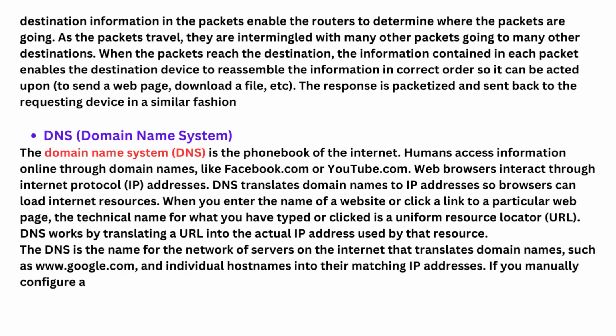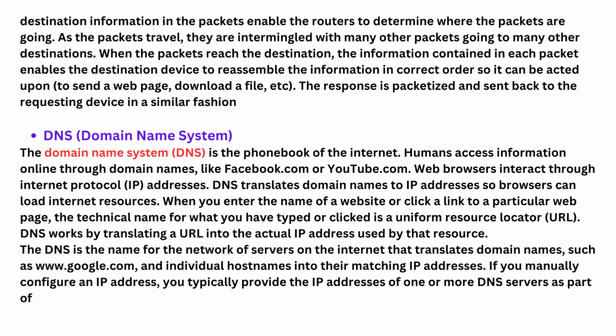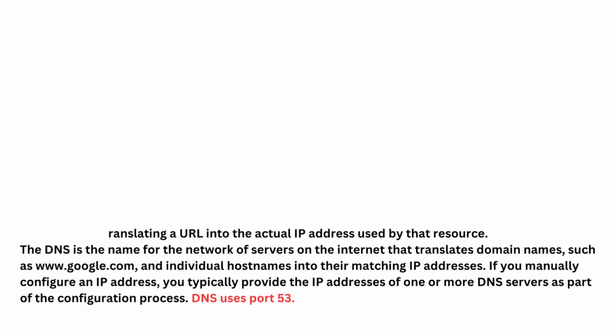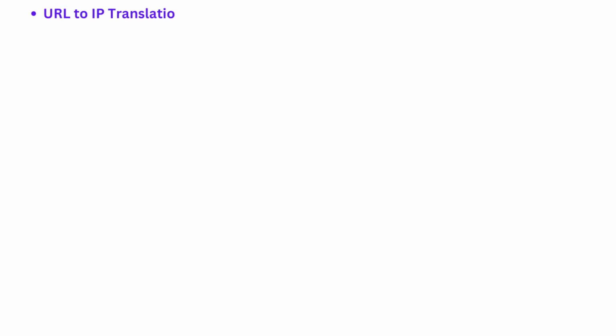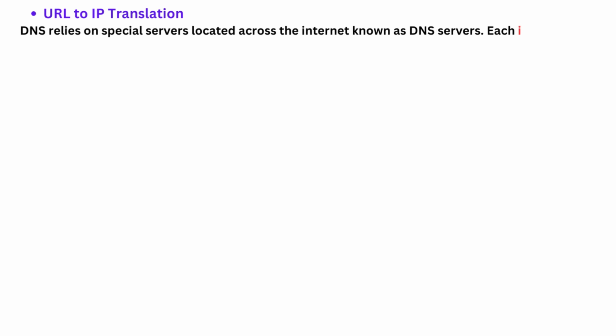If you manually configure an IP address, you typically provide the IP addresses of one or more DNS servers as part of the configuration process. DNS uses port 53. URL to IP translation. DNS relies on special servers located across the Internet known as DNS servers.